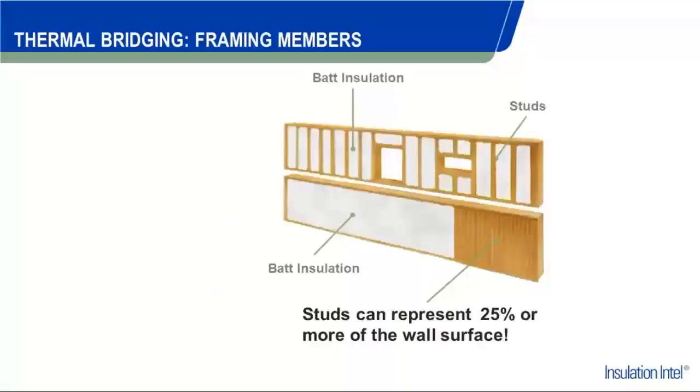When it comes to structure and thermal bridging, if you take into consideration how a wall is constructed, a wall with studs, regardless of whether it's wood or steel, would typically be comprised of about 25% framing members. Therefore, the other 75% would roughly be insulation if you're using insulation in between the cavities.